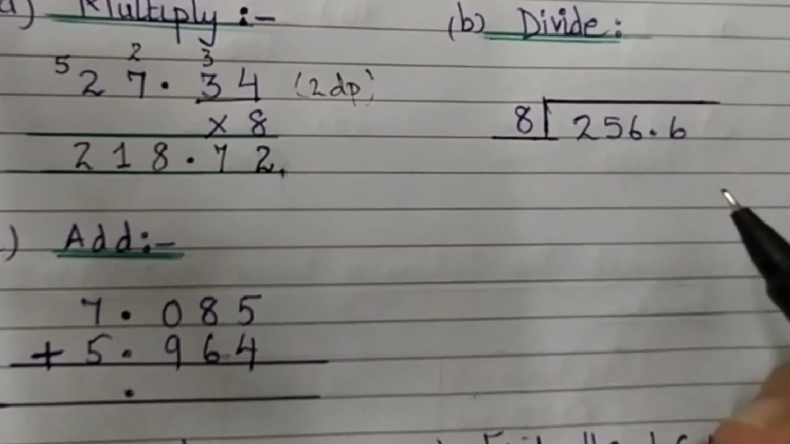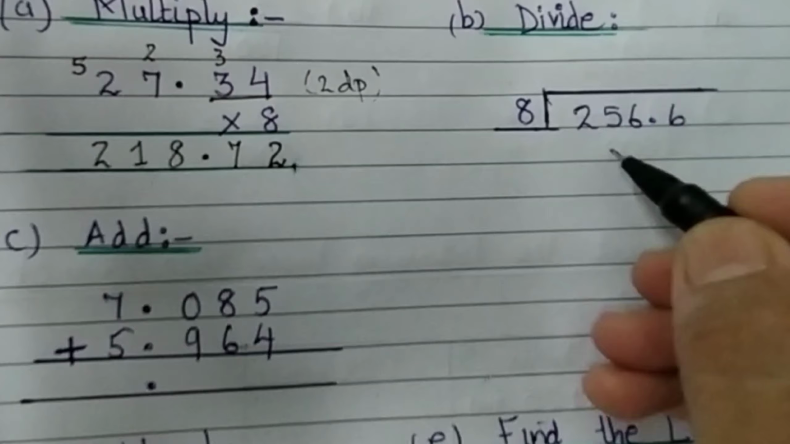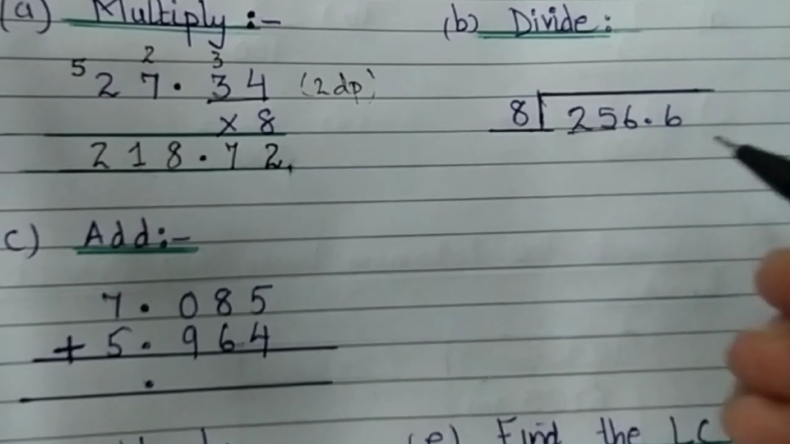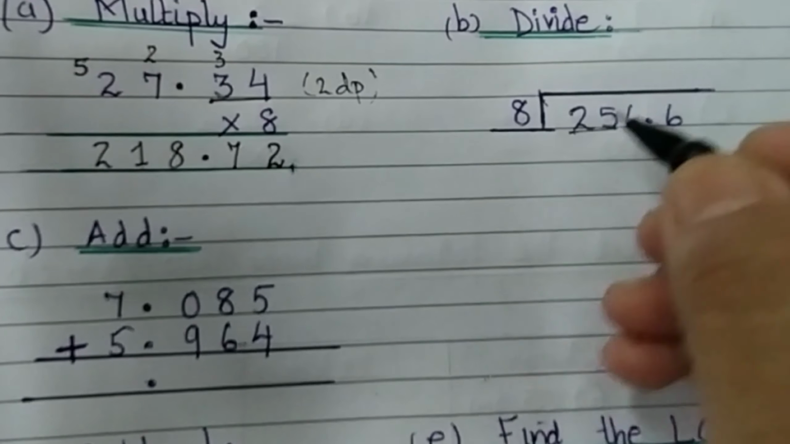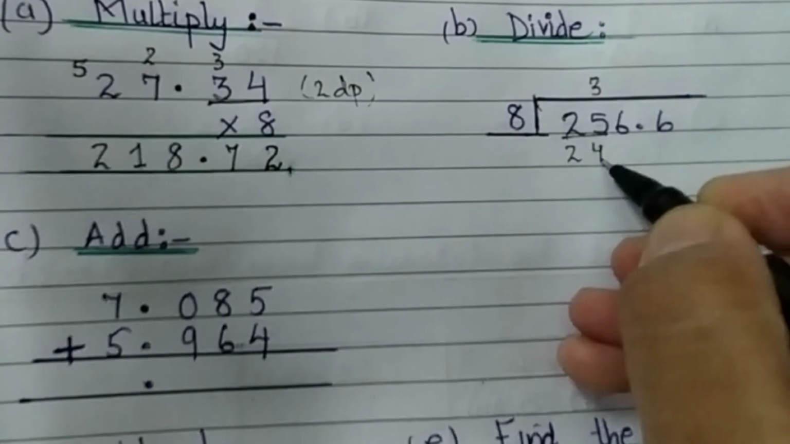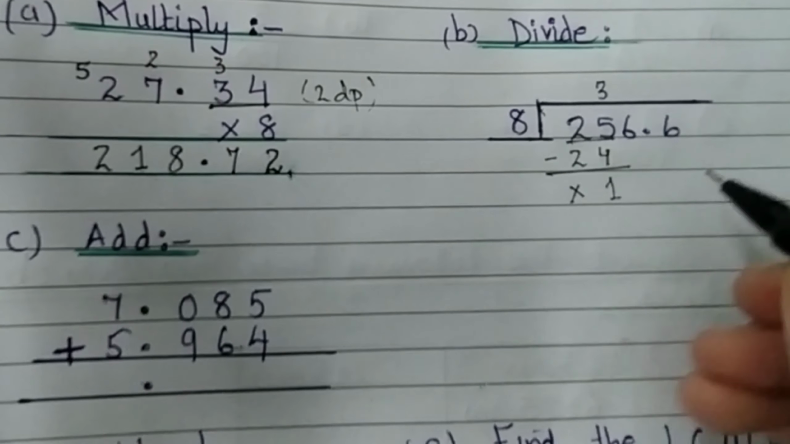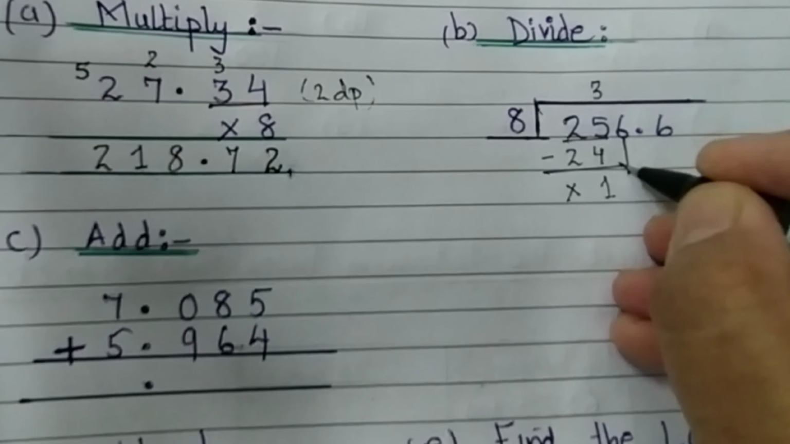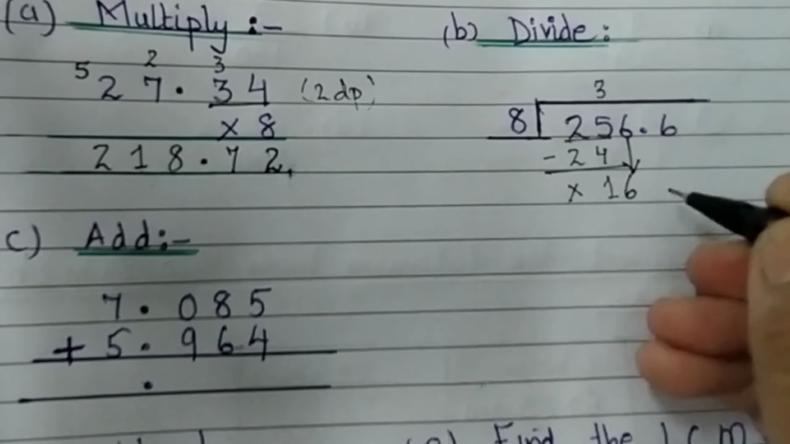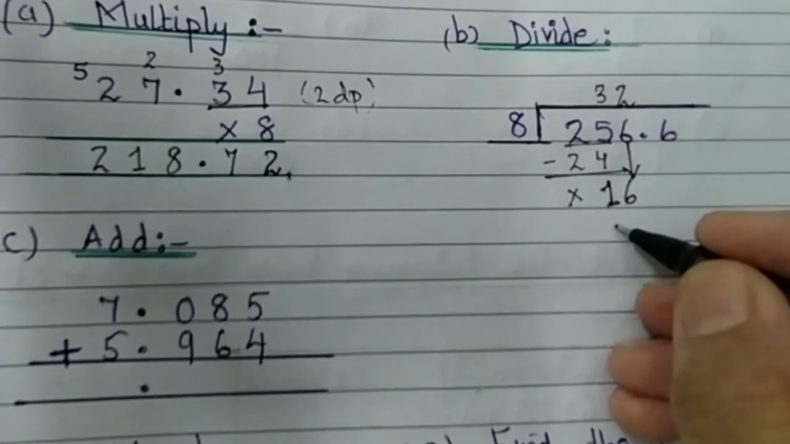Now, your next question is division of decimals. Let's take 2 digits here. Well, we will have 24 in the 8 times table. 8 times 3 is giving us 24. You minus it, you get 0 left. There's nothing left here. Bring the 6 down. It becomes 16 now, okay? 8 times 2 gives you 16.